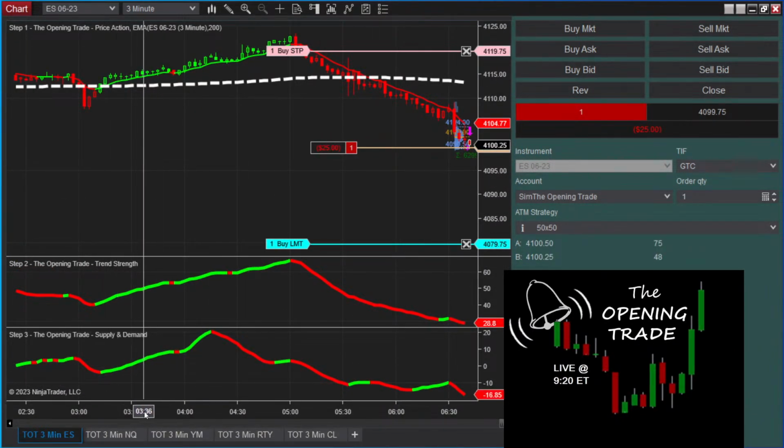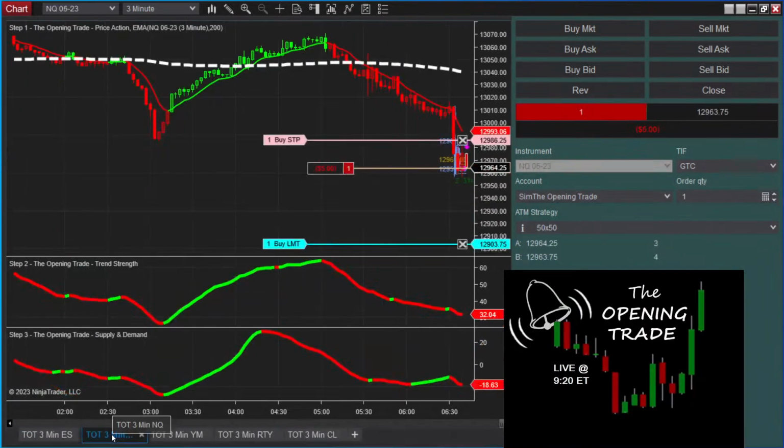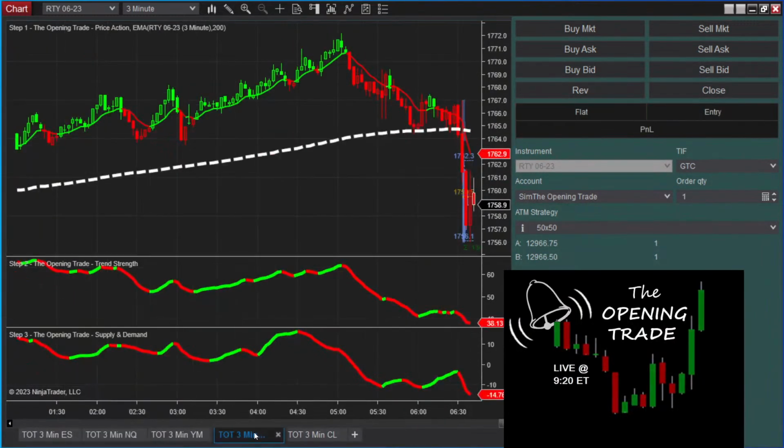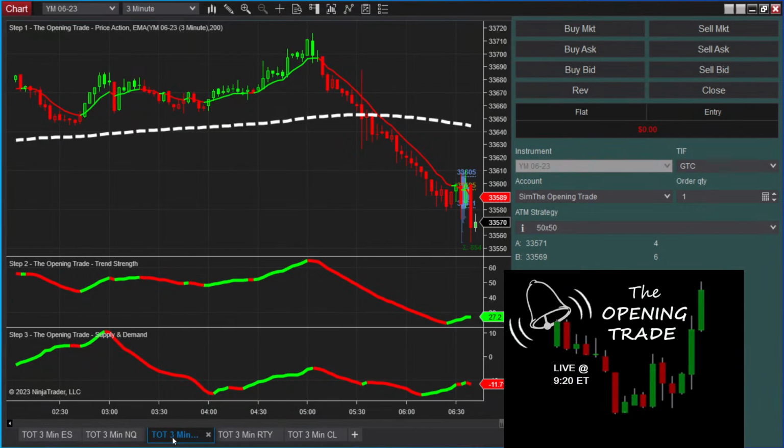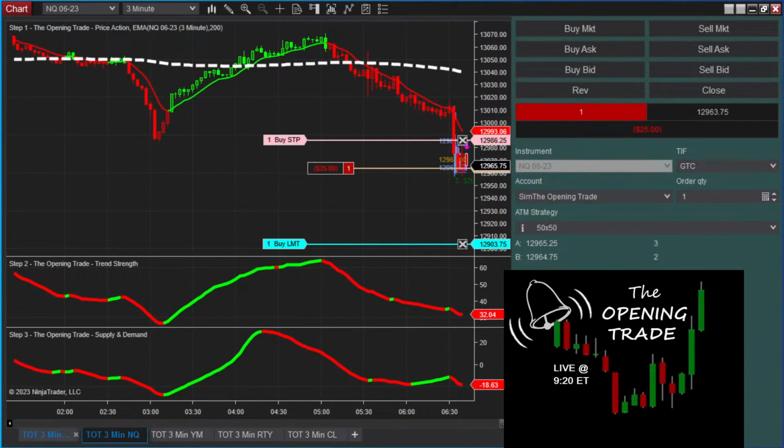All right, so the S&P 500 also fired off. So we have two automated trades taking place, and crude oil is still all red below 200, so there's nothing to do there. Same with the Russell, and the Dow is trying to come back potentially, but we're just going to have to wait and see.